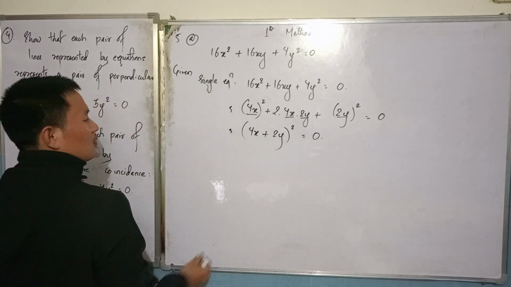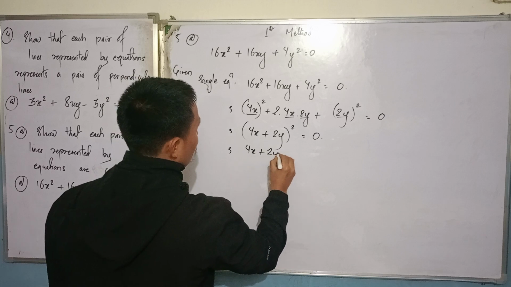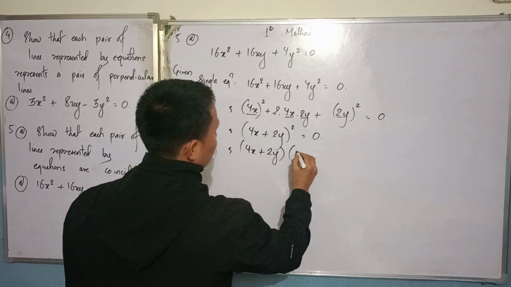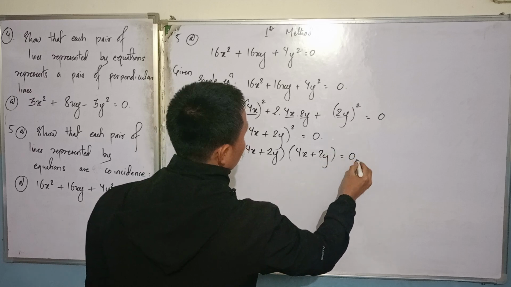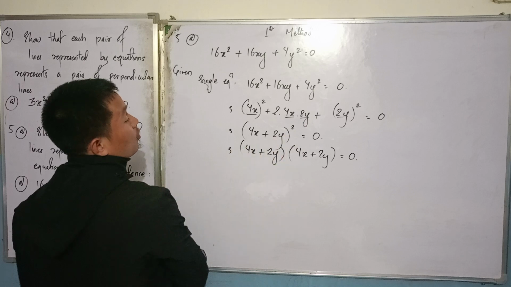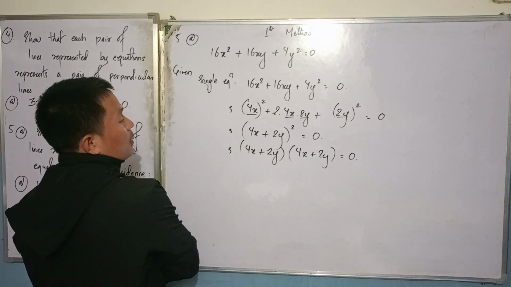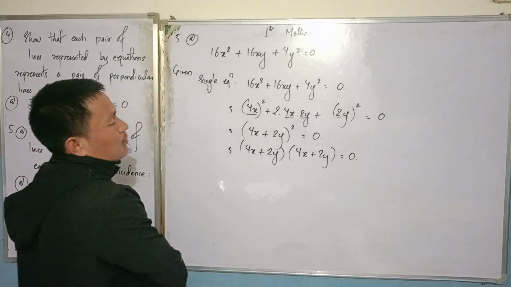Okay, so this can be further written as (4x plus 2y)(4x plus 2y) is equal to 0. Or you can either do, I have applied the (a plus b) whole square formula. You can also factorize this in the same way. It doesn't matter, the answer will be the same.